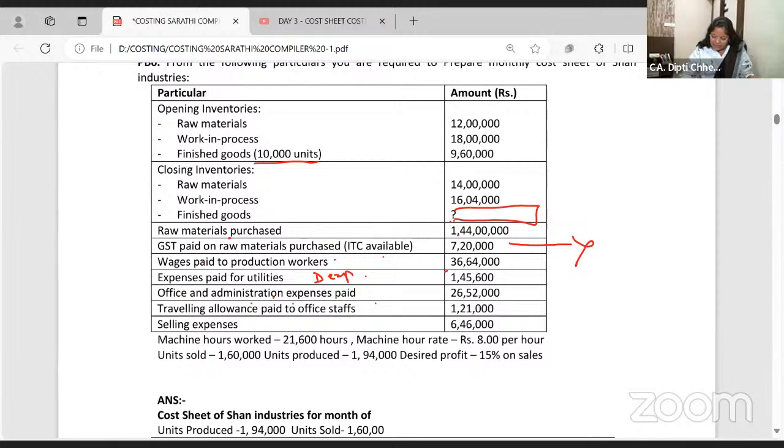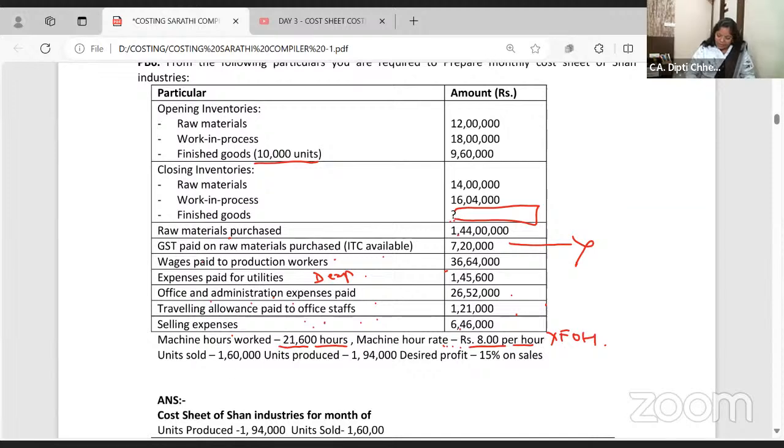Office and administrative expenses paid. Traveling allowance paid to office staff. If the traveling allowance is paid to office staff, you can take it as office and administrative expenses, but since it is given separately, you can take it as related to selling expenses. Office and administrative expenses done. Selling expenses done. Now machine hours worked is given and machine hour rate. So if you multiply this, you will get factory overhead.